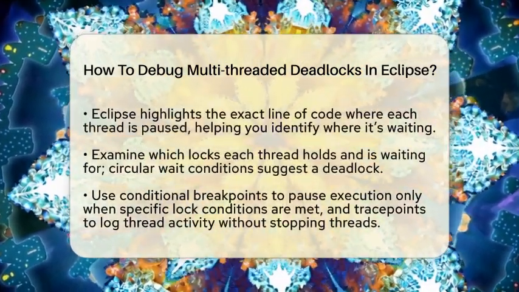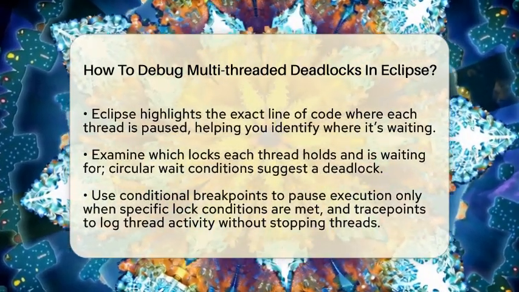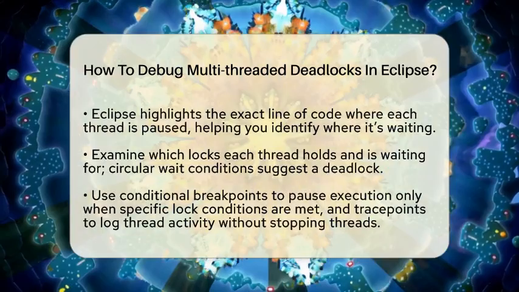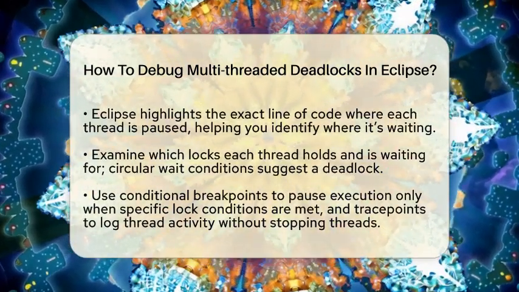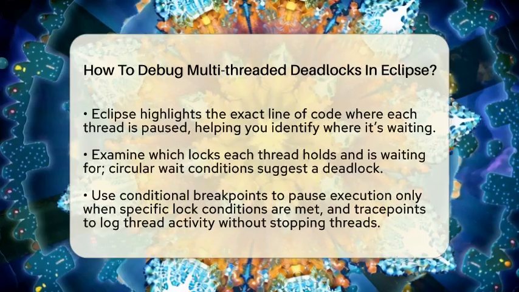Look for threads marked as blocked or waiting. These statuses indicate that a thread is stuck waiting for a lock. When you select such a thread, Eclipse highlights the exact line of code where it is paused. This helps you pinpoint where the thread is waiting.